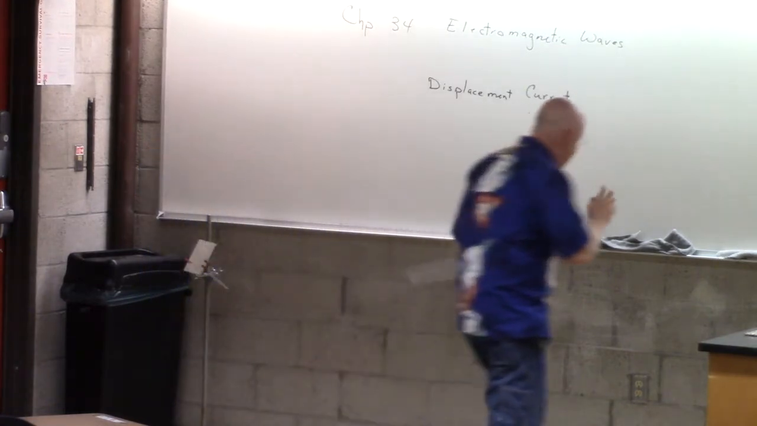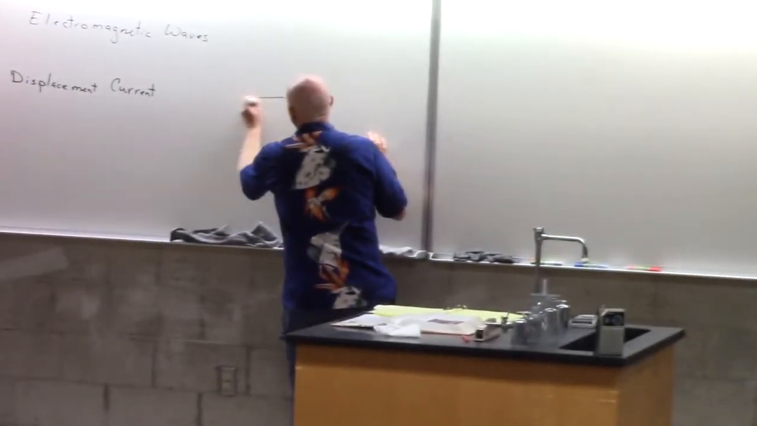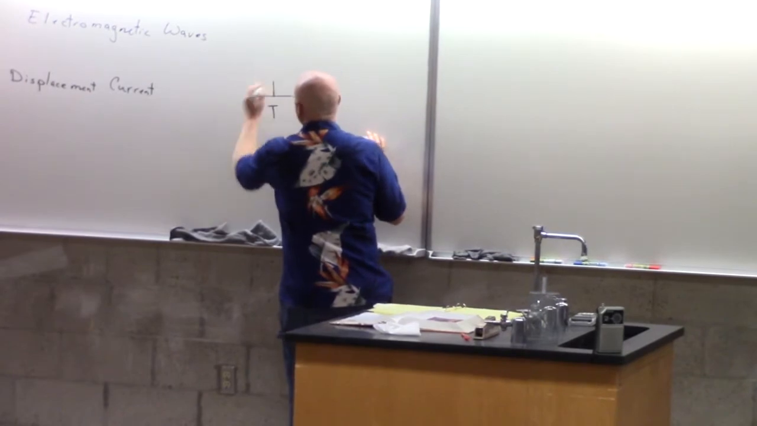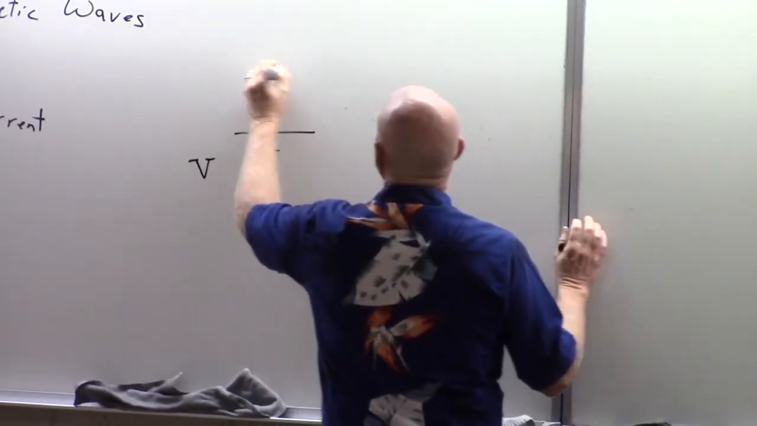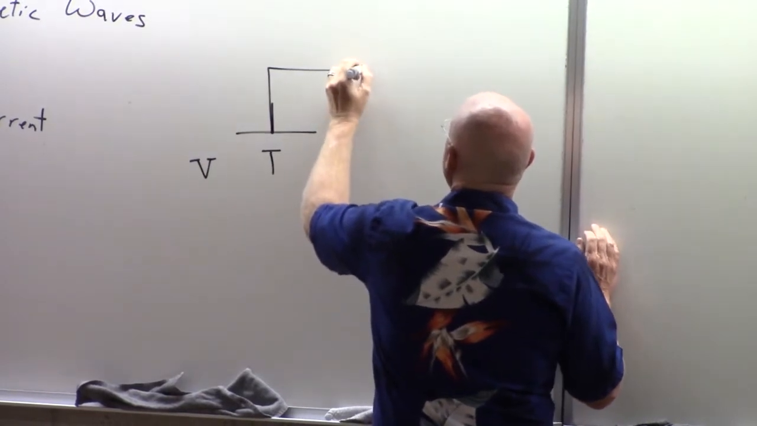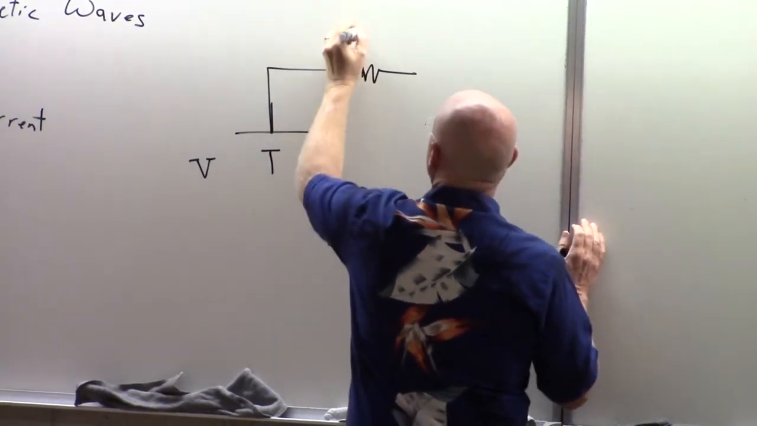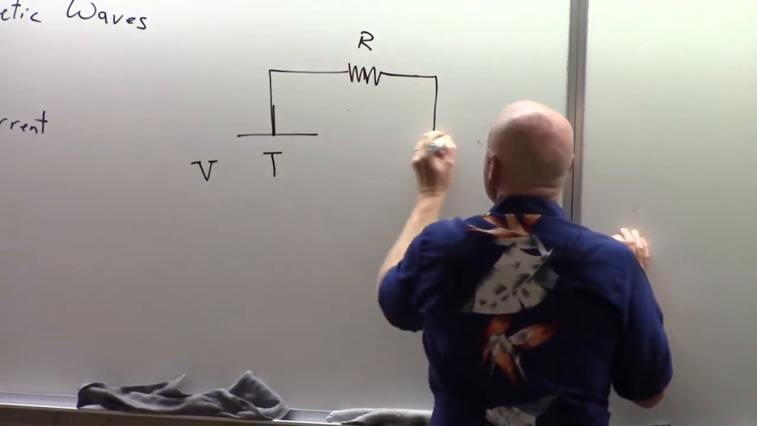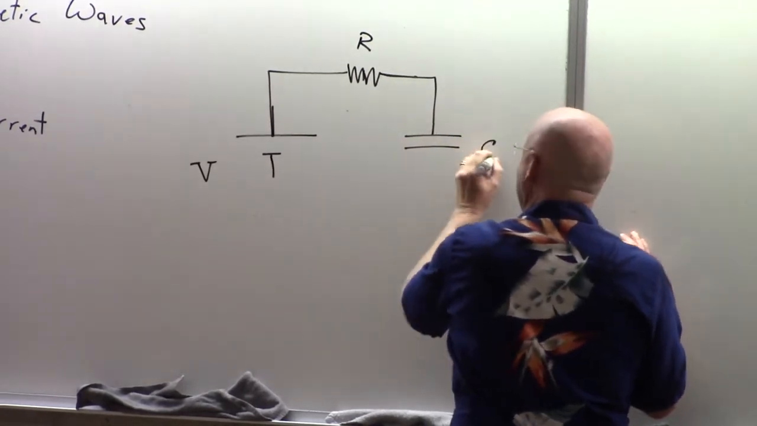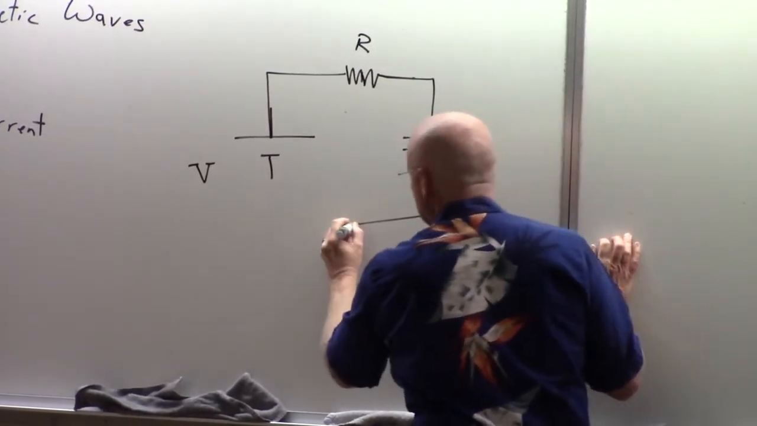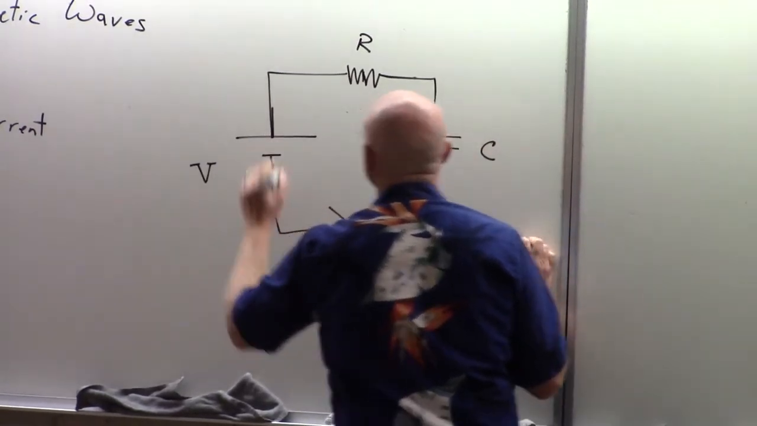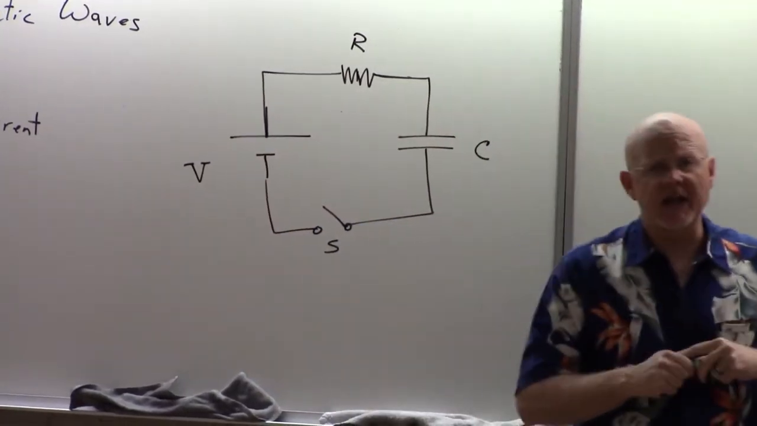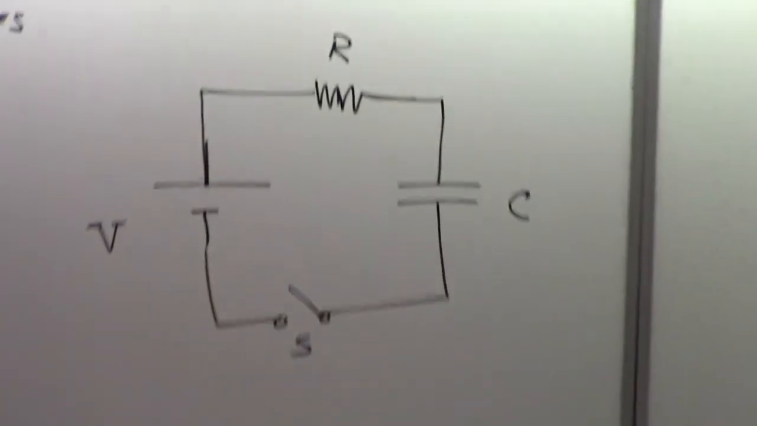So let's take a circuit that you're familiar with. Let me take just a battery, a voltage, V, and maybe a resistor of R, and then connected to a capacitor of C, and then of course hooked through a switch S. And so this is our standard RC circuit.